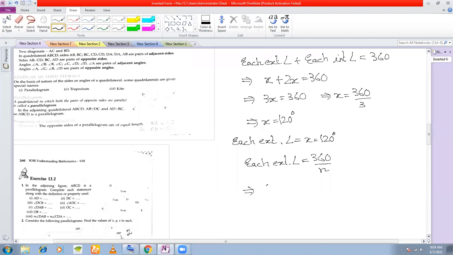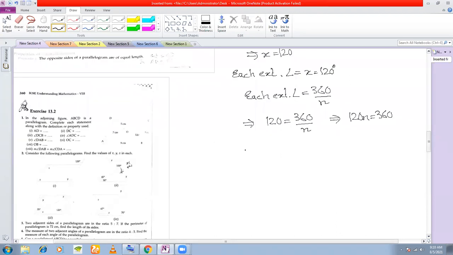We have found each exterior angle, 120, is equal to 360 divided by n. Cross multiply, you get 120n is equal to 360. Means you get n is equal to 360 divided by 120. Cancel this, 3. So n is equal to 3. So the number of sides is equal to 3.